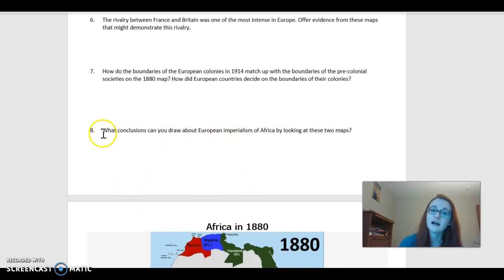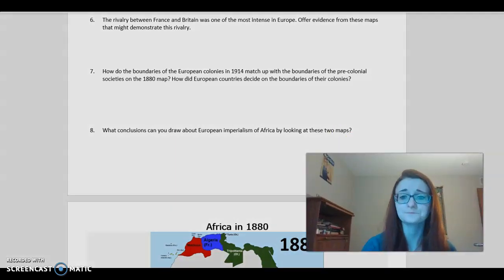And then finally, the last one is, what conclusions can you draw about European imperialism of Africa by looking at these two maps? What can you say about Africa? Remember, this whole activity is to look at imperialism and how Africa was divided up. What can you draw or say with certainty after looking at these two maps? If you have any other questions, please reach out to me. It should be pretty straightforward.